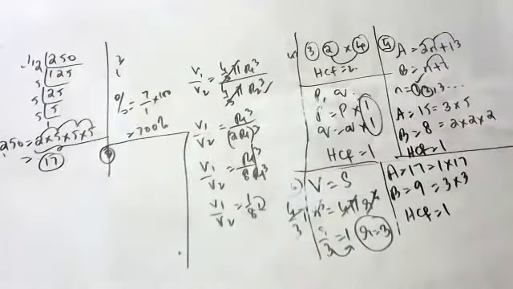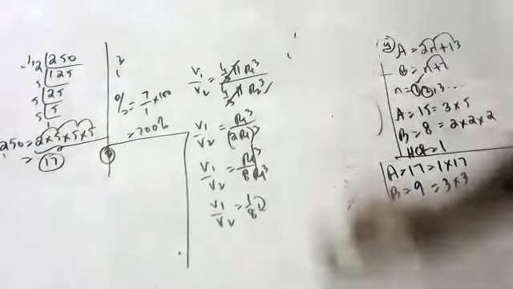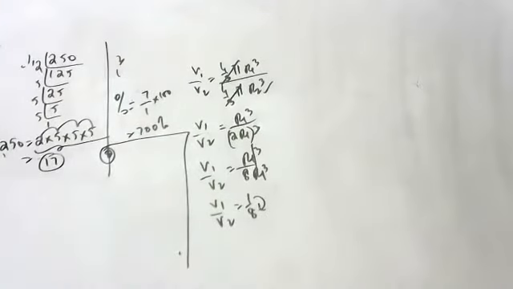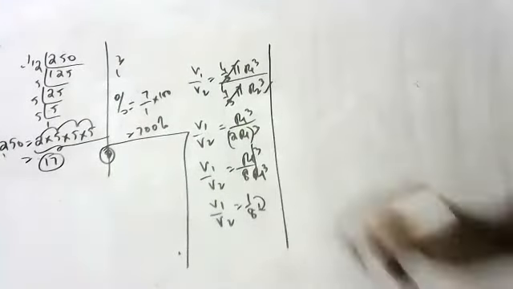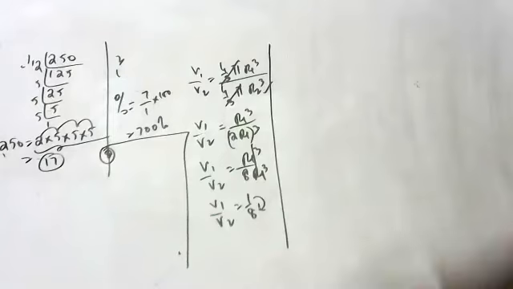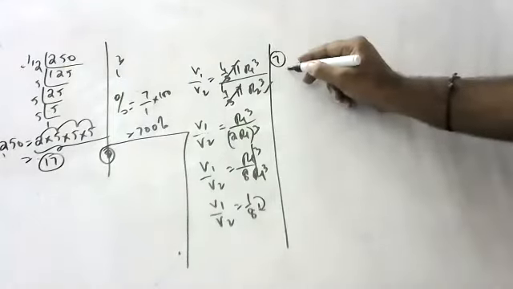Okay, children, I hope you are following. Please keep copying, children. Don't waste time. Next one, children. Seventh question. Children, there is a figure like this.